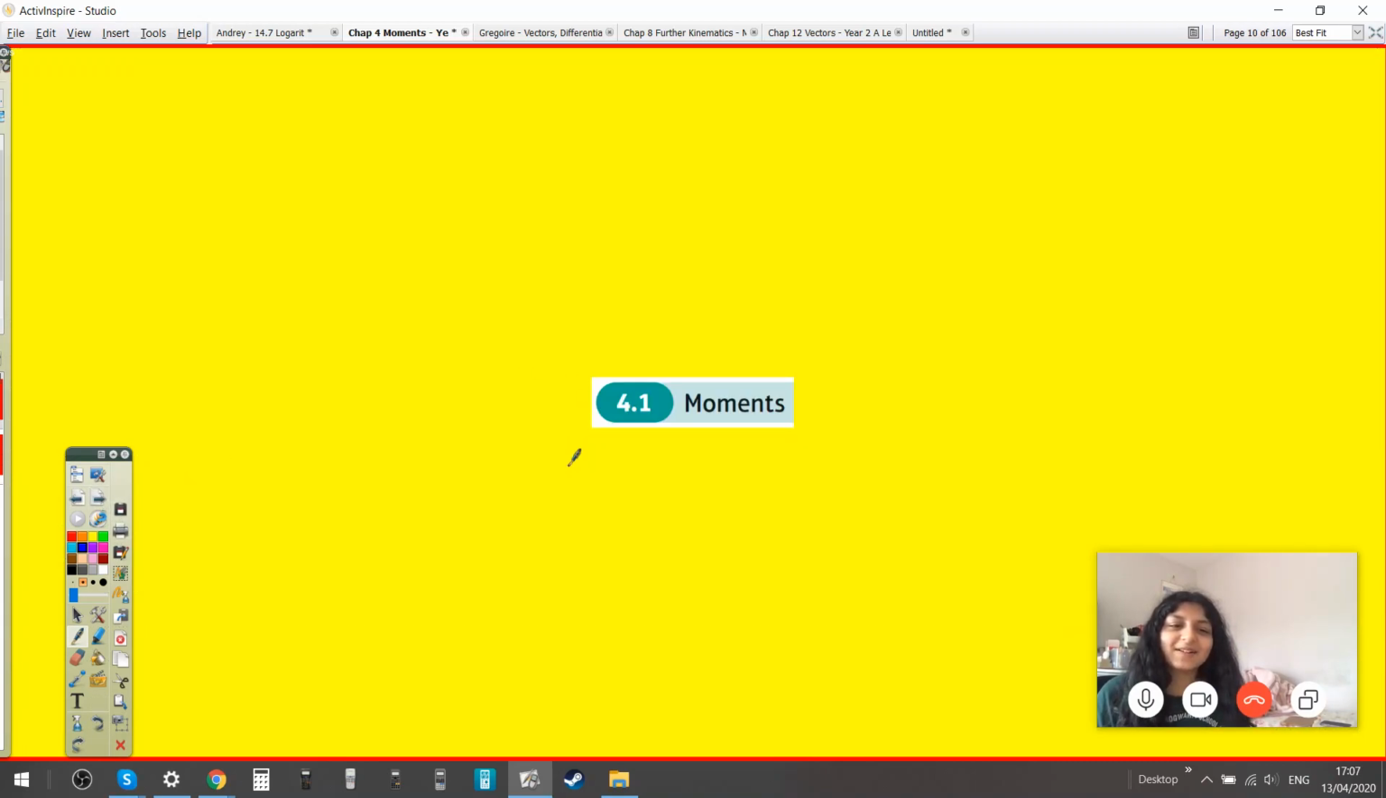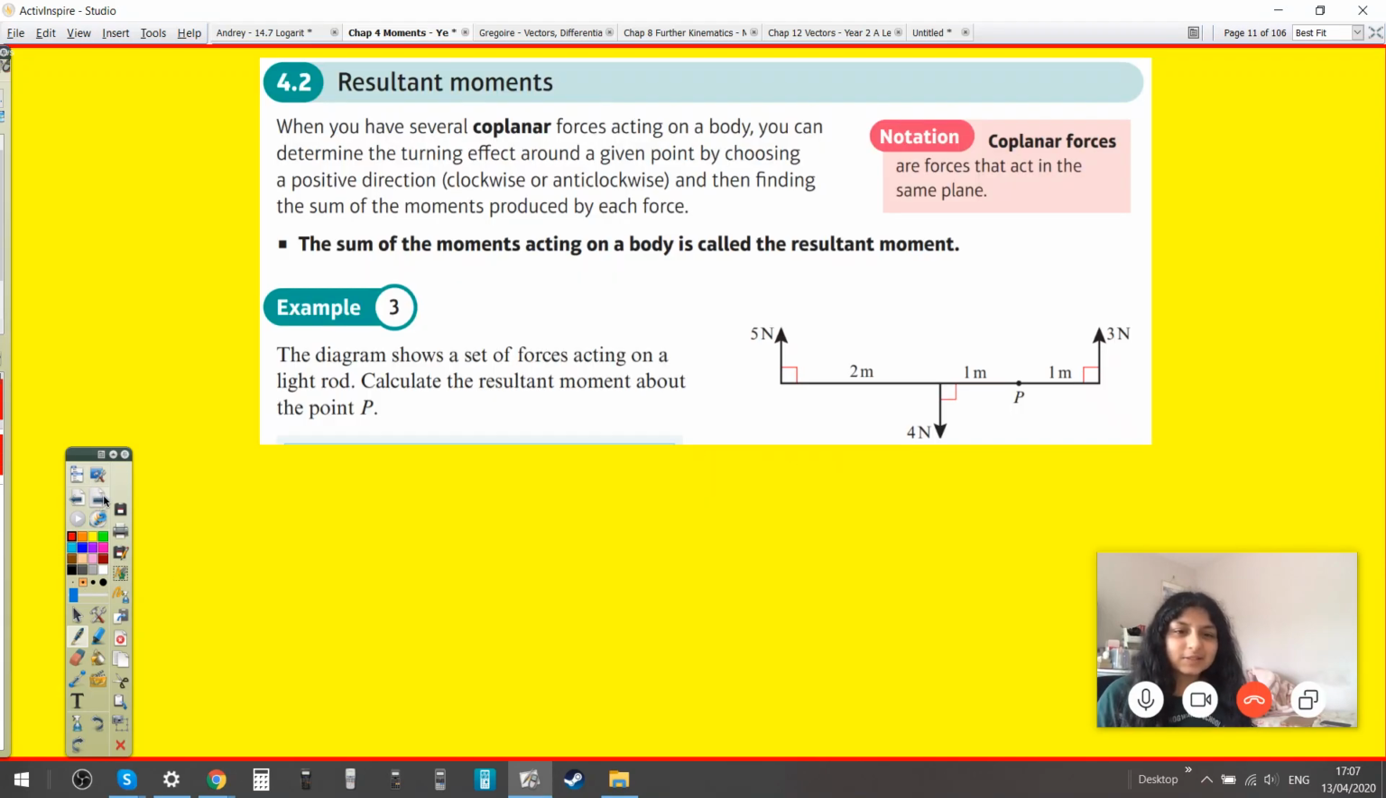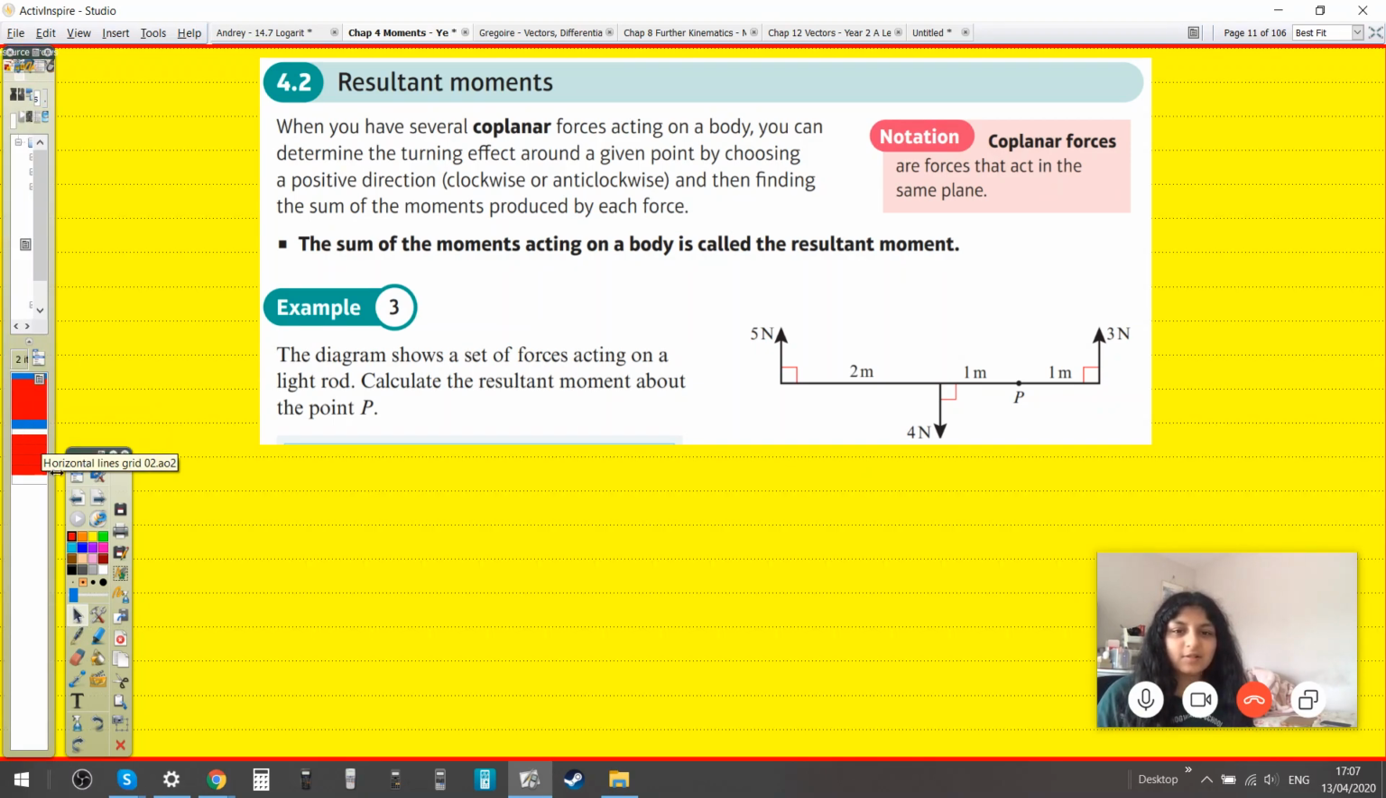Why is that 4 marks? What do you give yourself for that one? I understand this part of it, but... Resultant moments. Let's try it. This is when you add them or subtract them. We'll try one.